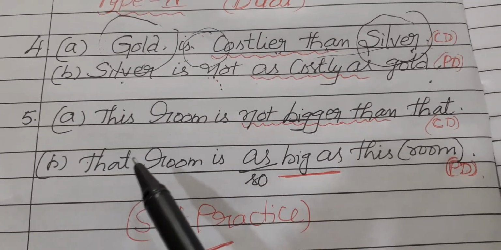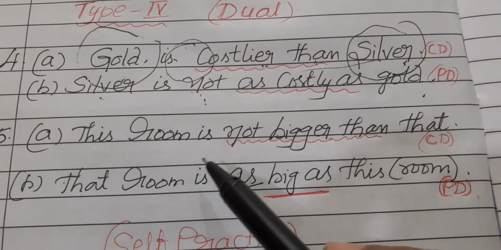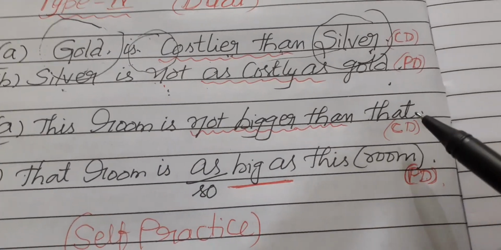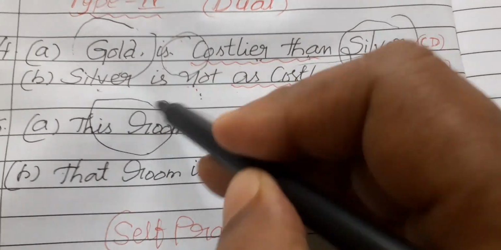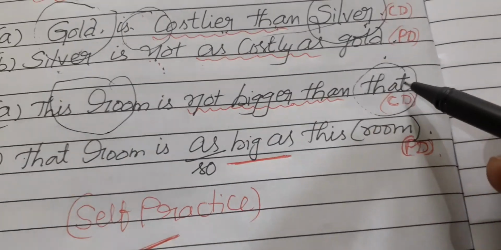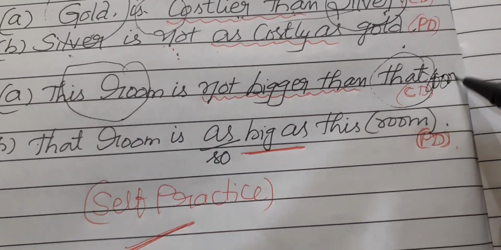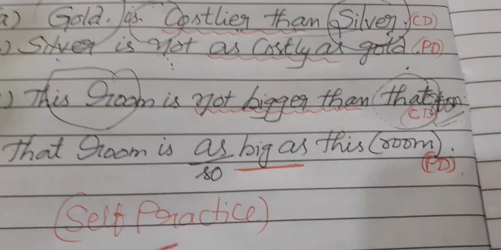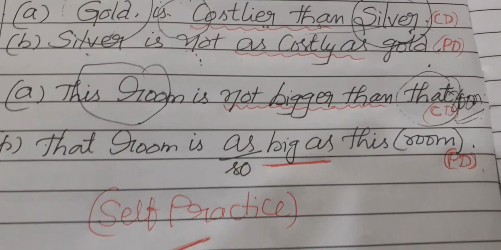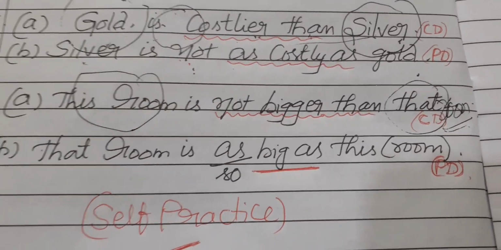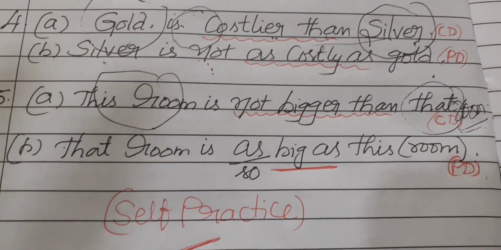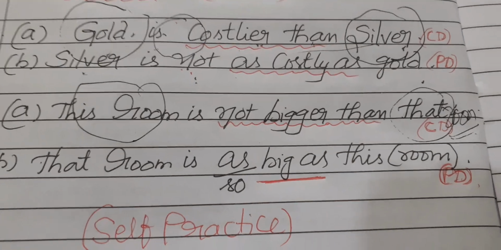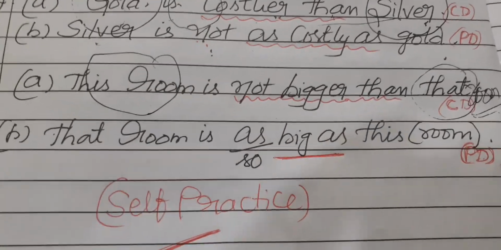Okay, now come to the next example. This room is not bigger than that. This room and that room. That means what? Extend it. That room. You have to extend it. Then it will be very clear. That means that room. Okay, this room, that room. Two nouns are compared. Two places, two nouns are compared here. This room is not bigger than that room.